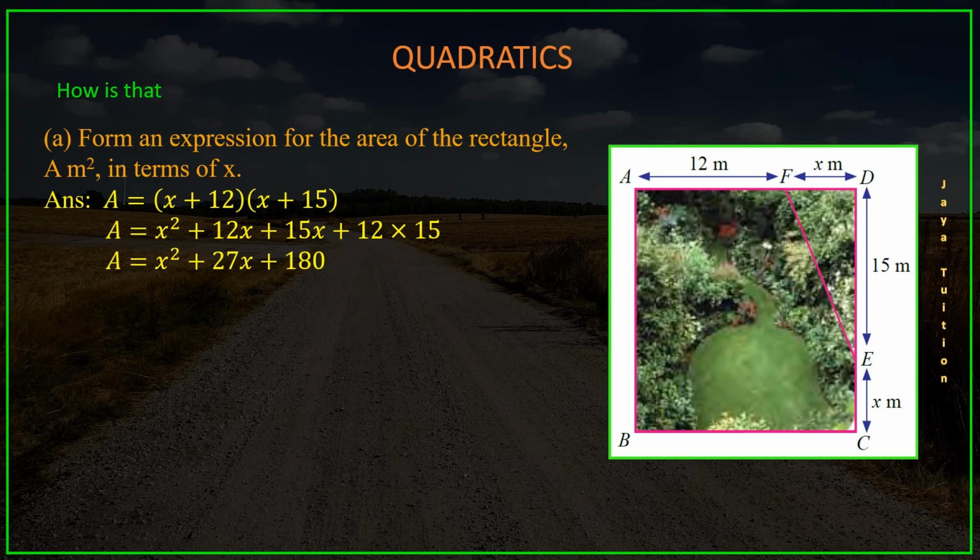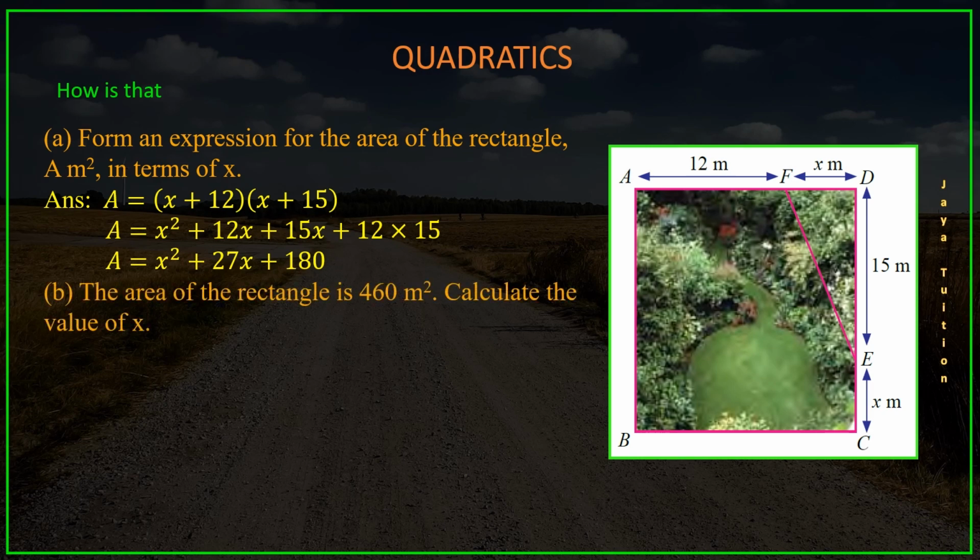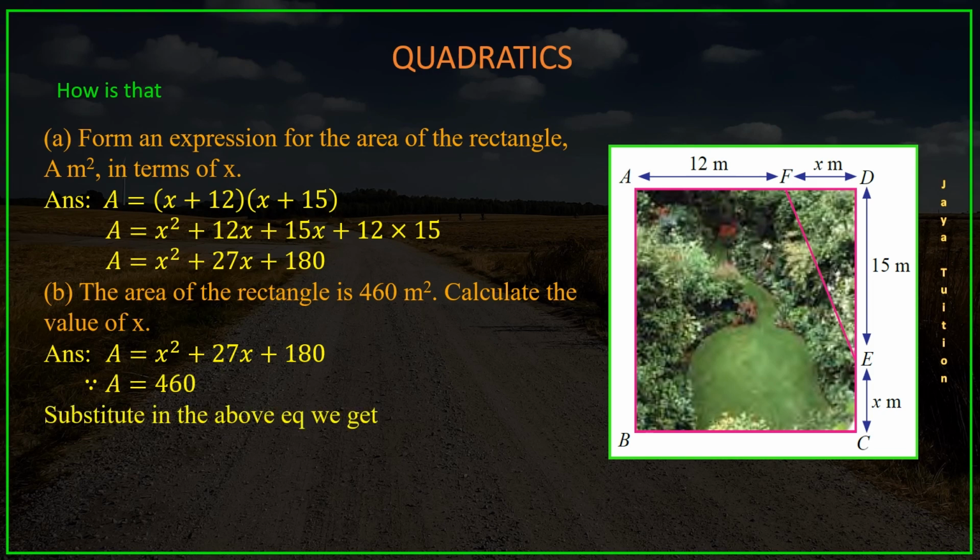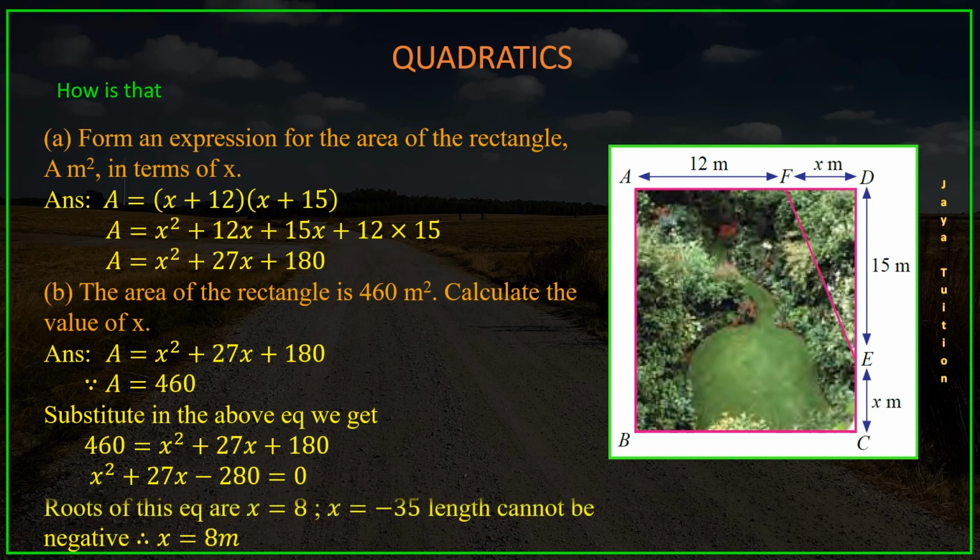Also in section 2, that is part B, the area of the rectangle is given to be 460 meters squared. We have to find the value of x. So we put the value of 460 meters squared in the above equation and evaluate the value of x, that comes out to be equal to positive 8 and negative 35. Since length cannot be negative 35, the value of x will be equal to 8.